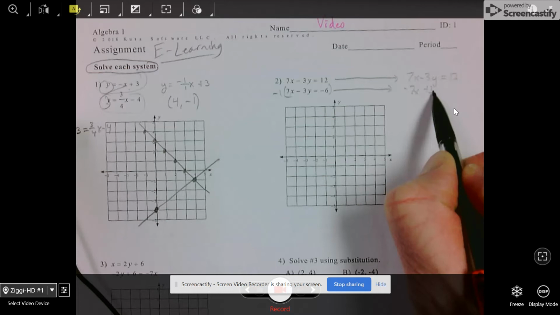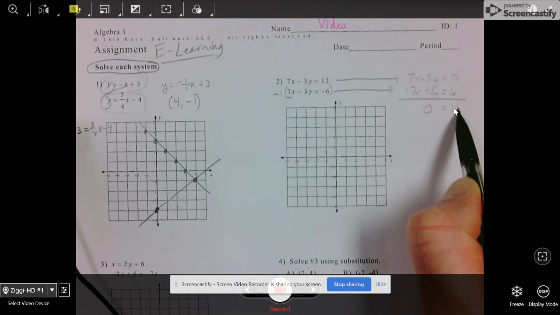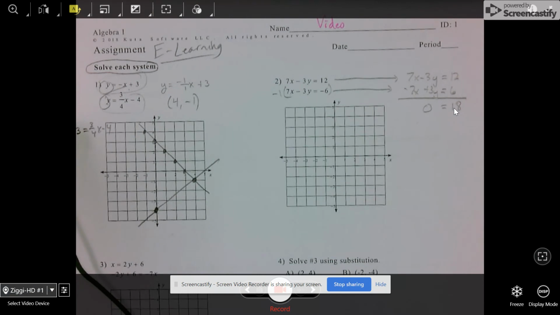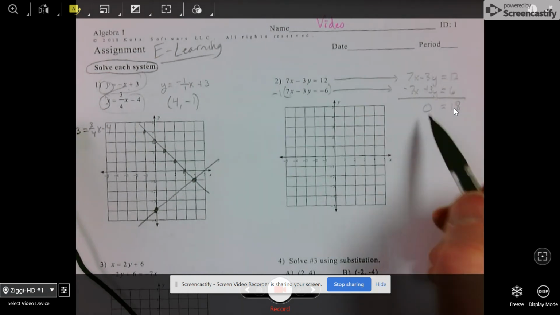-7 plus 7. Oh, wait a minute. I get 0 here. And I get 18 over here. Well, last time I checked, 0 does not equal 18. So that means no solution. Which, in the case of lines, means they don't intersect. So we're talking about lines that are parallel. So I'm just going to double check here.